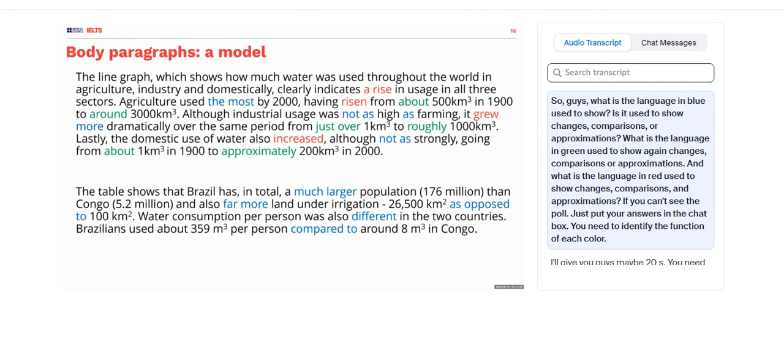What is the language in green used to show? Again, changes, comparisons, or approximations. And what is the language in red used to show? Changes, comparisons, or approximations. If you can't see the poll, just put your answers in the chat box. You need to identify the function of each color.